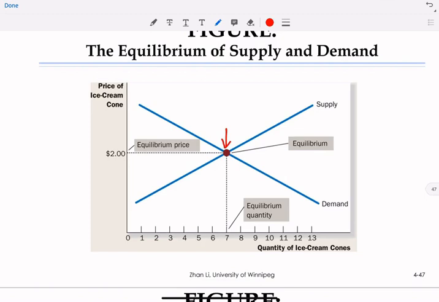As I said, at the market equilibrium, you can talk about equilibrium price and equilibrium quantity. You can see that you can get the equilibrium price, which is 2 here. And then you could also get the equilibrium quantity, which is 7 here. That is, at the equilibrium price of $2, the quantity supplied for ice cream cones is 7, and the quantity demanded for ice cream cones is also 7. So the market is in equilibrium.